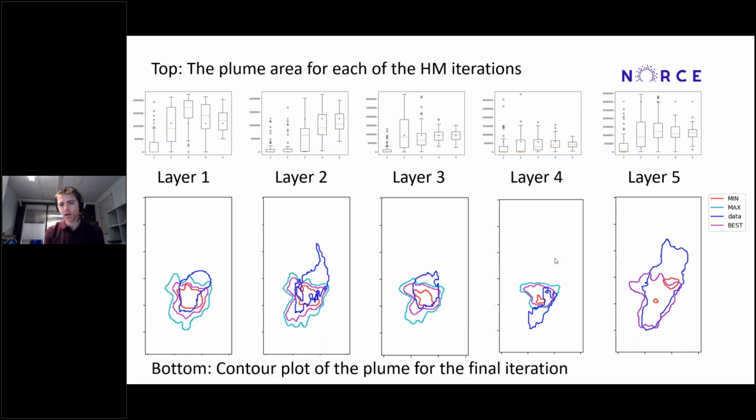So you can see for layer 1 we get some okay match. For layer 2 you see some deviations and so on. We can go to the next slide to look at the other layers.